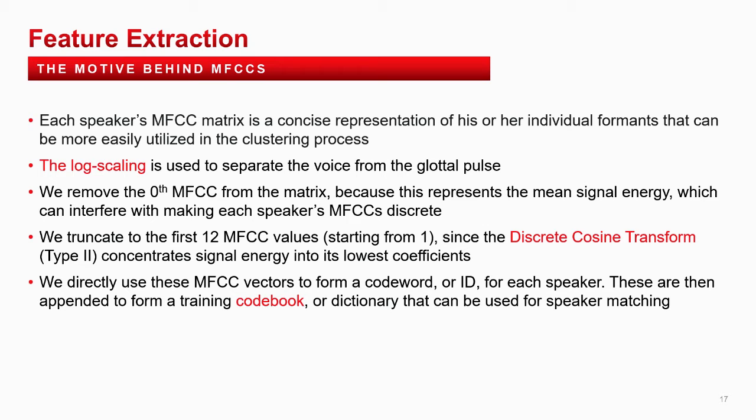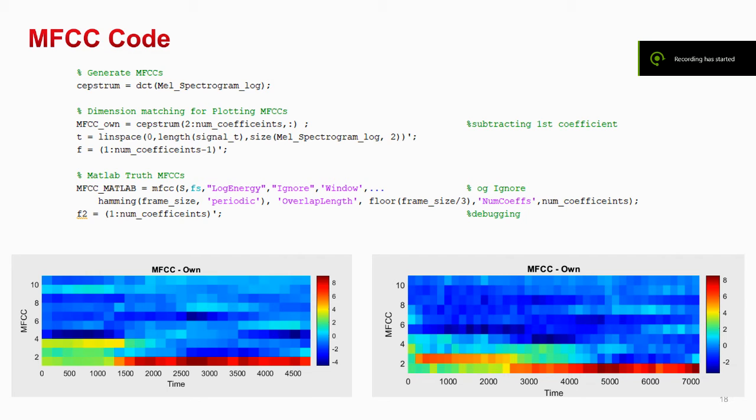Now with these MFCCs truncated to the first 12, we can directly form a code word or ID for each speaker. These are then appended to form a training codebook or dictionary that can be used in the testing phase. This is a brief overview of our code for generating the MFCCs. Once we have the Mel spectrogram and the log of that, we find its cepstrum by taking the DCT. And as you can see, for two different speakers, their MFCCs show clear differences.